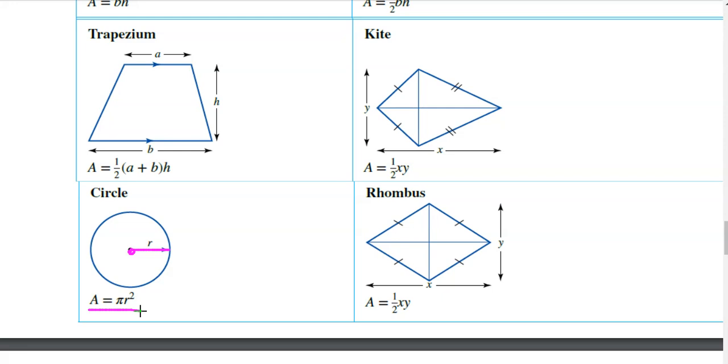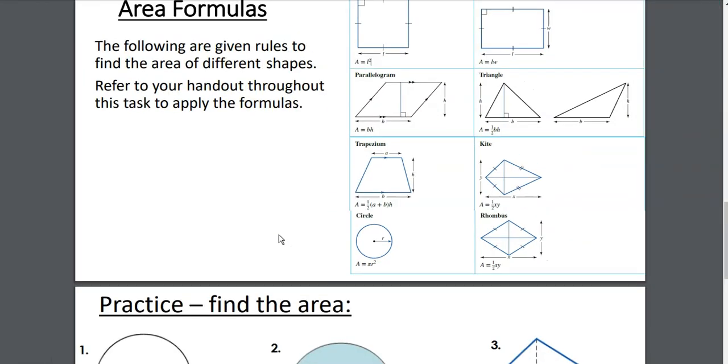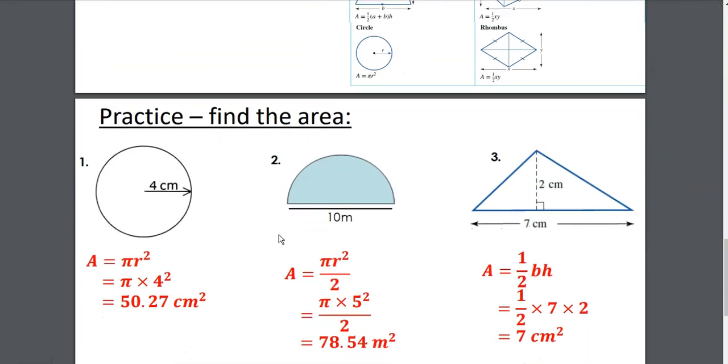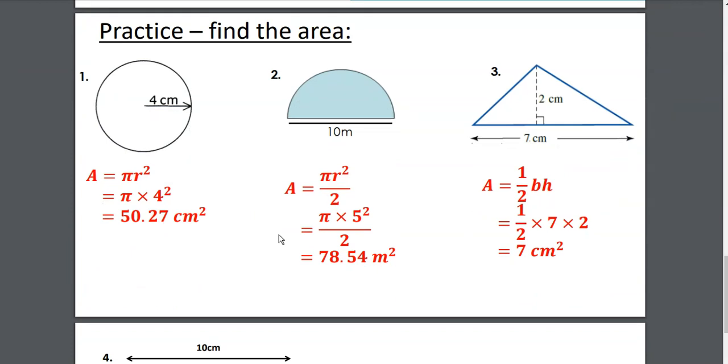Okay, so those are our formulas that we need to be able to use, sometimes in combination with each other. So time for some practice examples.